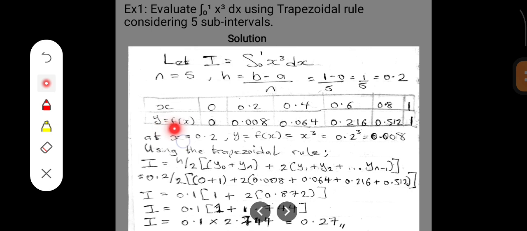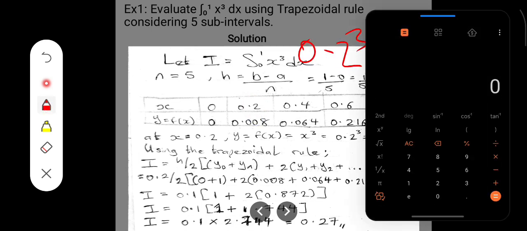Now y is just the function of s given. Like the function given here is what? s to the power 3, which means when s equals 0, our y will be equal to what? 0 to the power 3, which is equal to 0. When s equals 0.2, y will be equal to 0.2 raised to power 3, and we can do that here. That is what? 0.2 raised to power 3. So y is equal to 0.008. Now when s is equal to 0.4, y will be equal to 0.4 raised to power 3. That is 0.064.